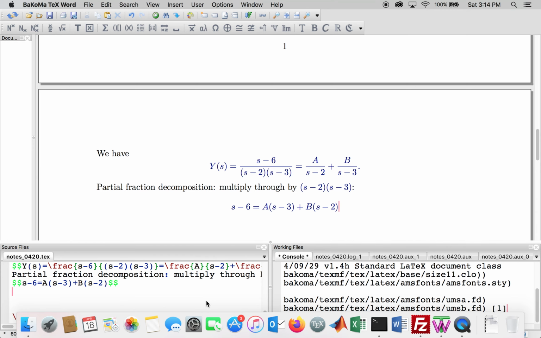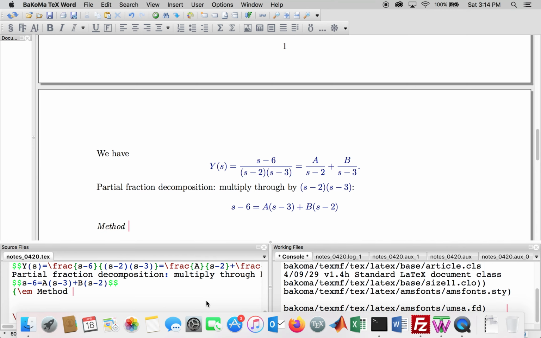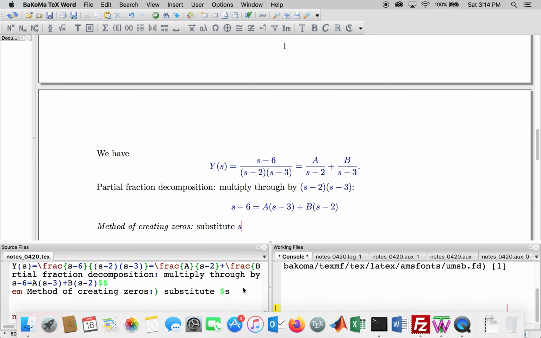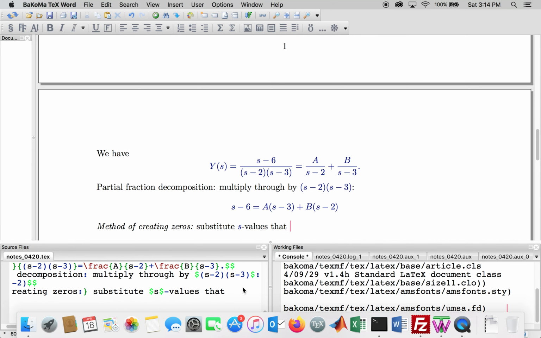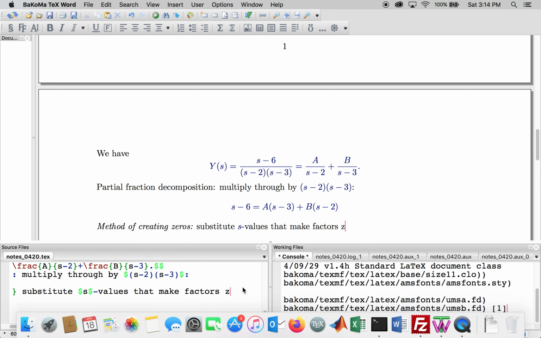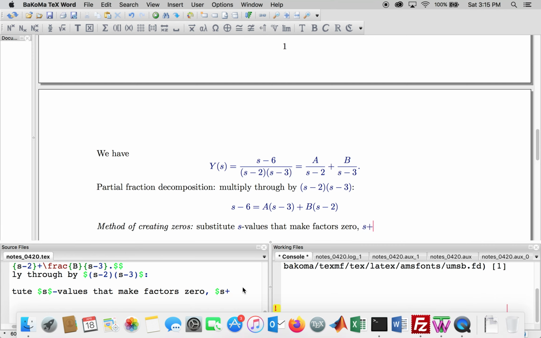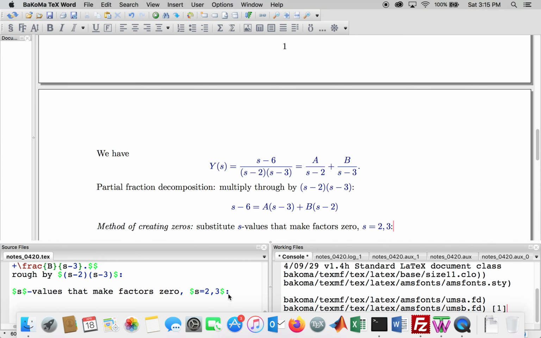Now, what is called by calculus books the method of creating zeros. You can substitute any two distinct values of s in here and get equations for A and B. But we might also substitute the s values that make these equations easiest to solve. You substitute s values that make factors 0. So in this case, it would be s equals 2 to get A, and then s equals 3 to get B.